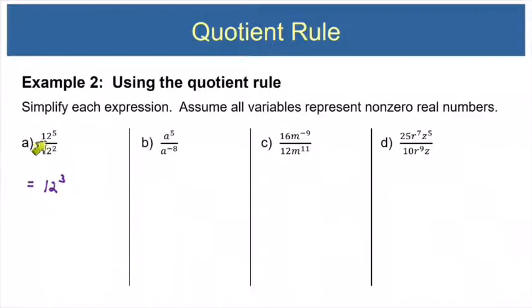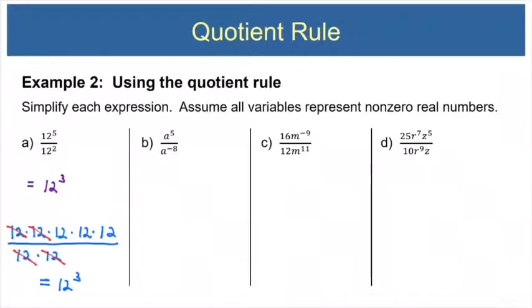So just real quickly, let's remember that 12 to the 5th means 12 times 12 times 12 times 12 times 12, so 5 of them. And 12 to the 2nd, of course, would be 12 times 12. Now you know that any number divided by itself is 1. So what we can do here is divide out this pair of 12s, and we also can divide out this pair of 12s, and you see what's left over is 12 to the 3rd. So that's why we can just end up subtracting the exponents.